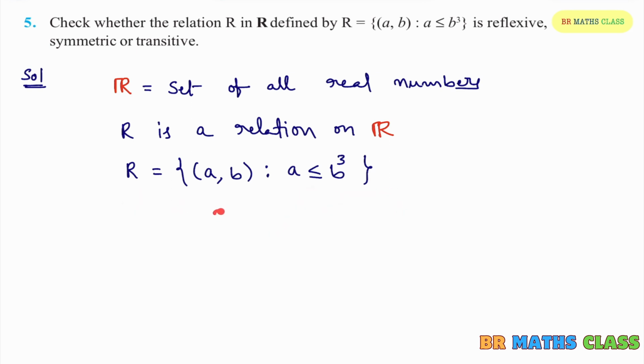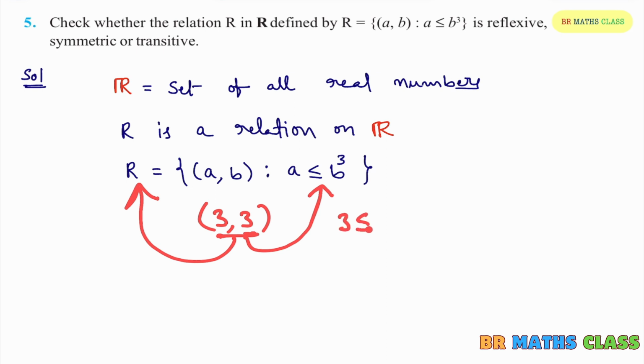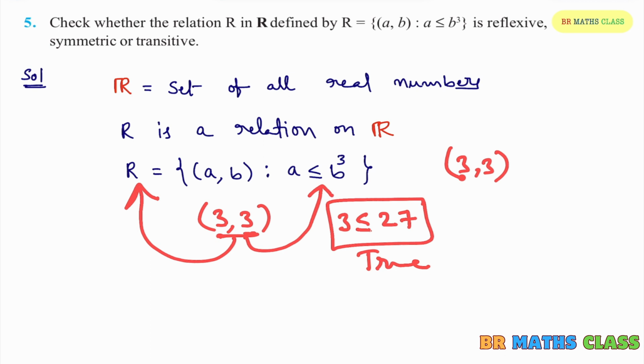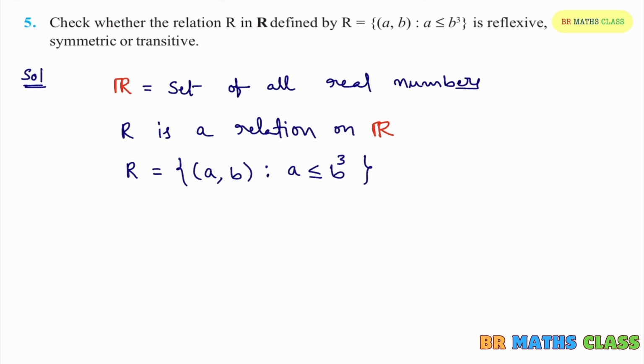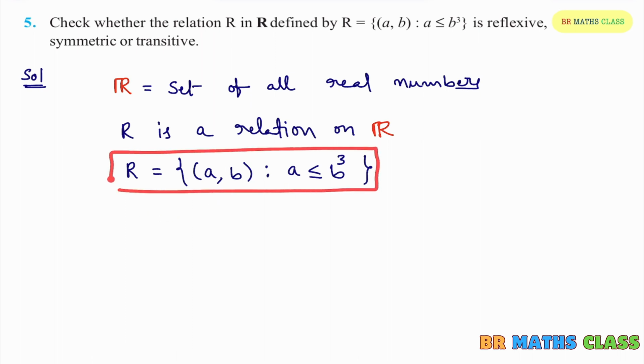If I take (3, 3), is the ordered pair (3, 3) there in this relation or not? How to check? First condition, these two must be real numbers. Second condition, this ordered pair must satisfy this condition. You write here 3 is less than or equal to 3 cube. 3 cube is 27. Is 3 less than 27? Yes, it is true. So I can say that the ordered pair (3, 3) belongs to the relation. Like that, you need to know which ordered pairs are there in this relation. Now you know what type of ordered pairs are there in this relation.